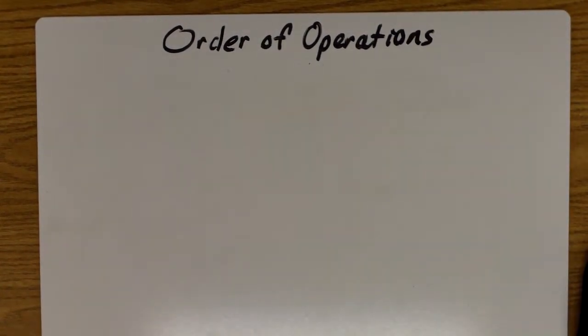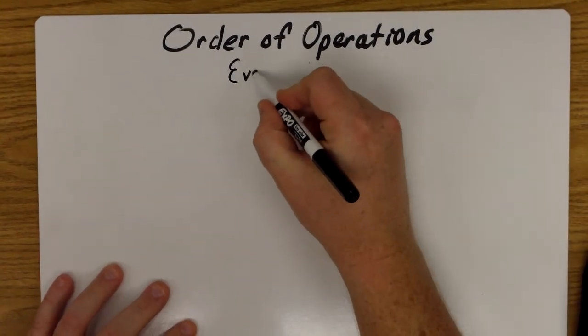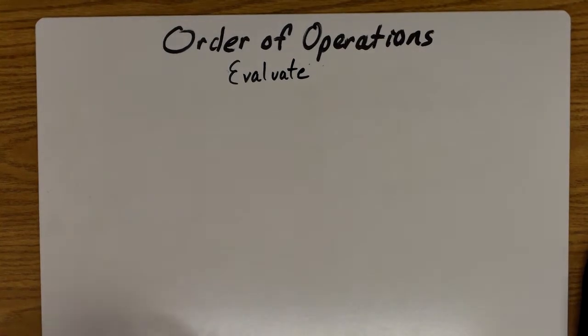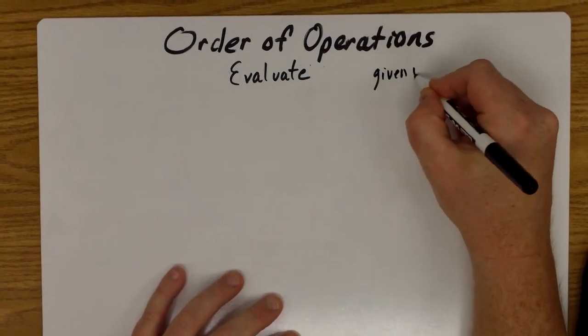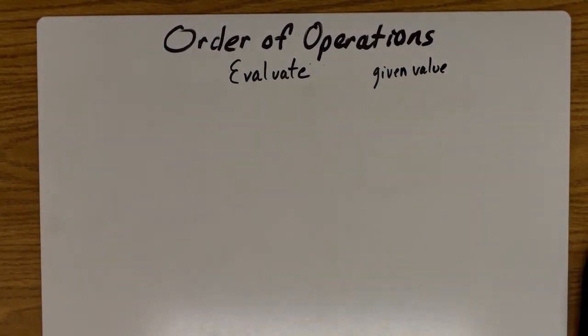For this next video involving order of operations, we're going to show you how to evaluate. Evaluating means to replace or substitute a variable for a given value and then proceed to simplify as we did in the previous video.